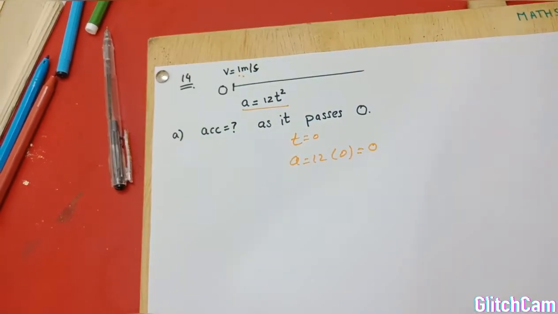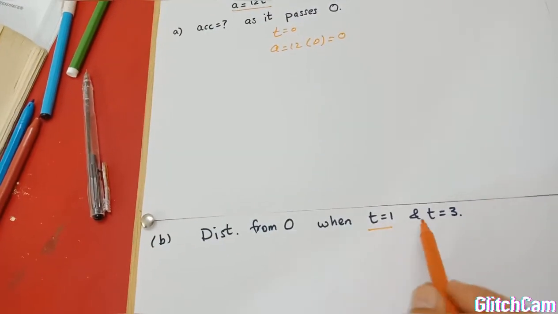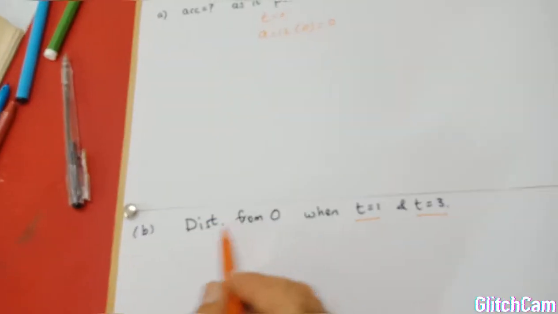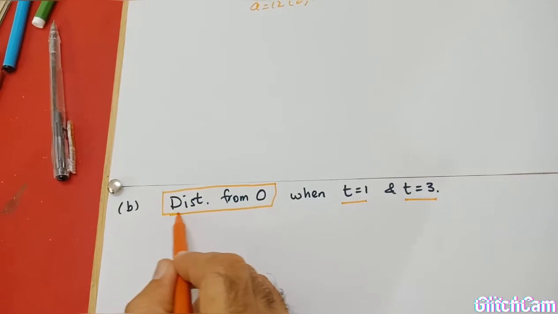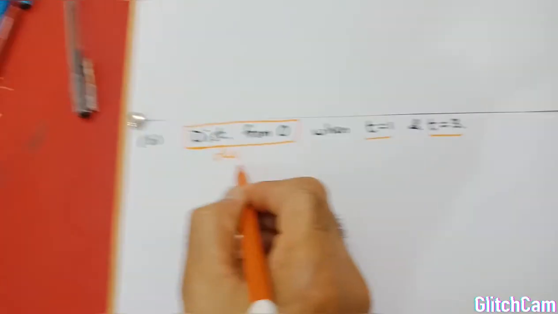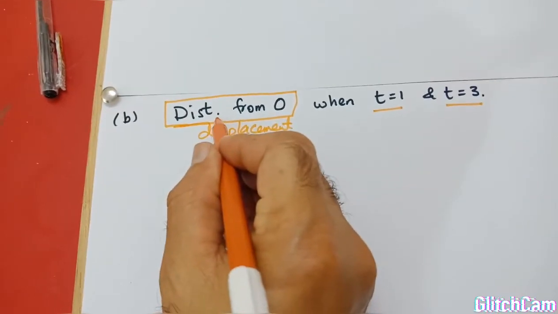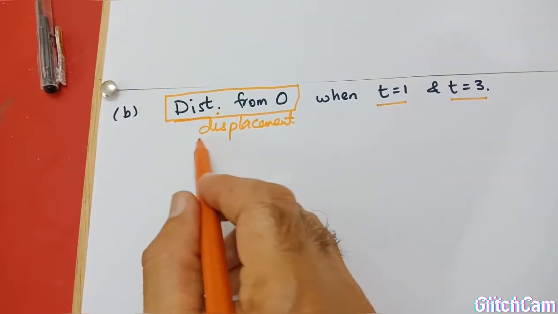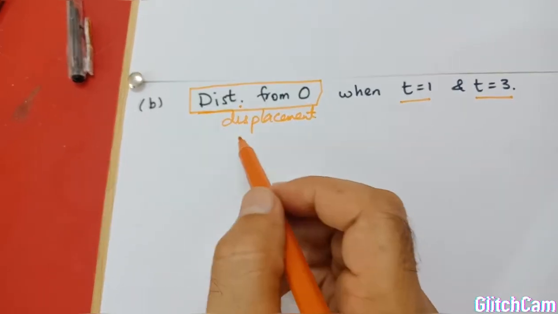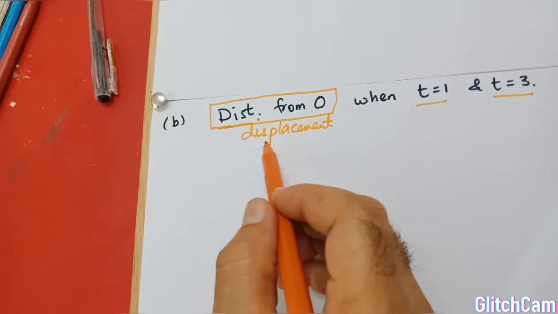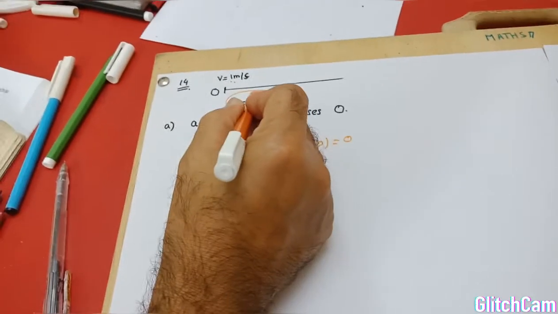Now it says find the distance from O when the time is 1 and when the time is 3. This distance from O is basically the displacement. He has used some other terms here to express this displacement. When we are to find the displacement, obviously we need to have the expression for the displacement. Now we are given the expression for the acceleration.